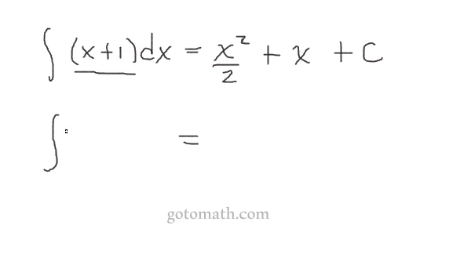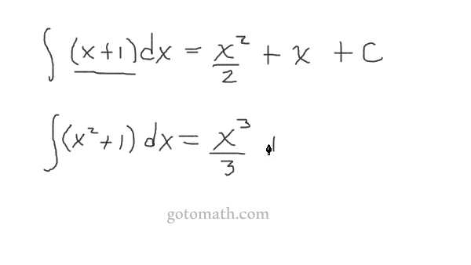All right, the next one we have x squared plus 1. So we're taking our time learning this stuff real slow. We have x raised to the second power, so we're going to add 1 to the exponent. That gives us a 3, and of course it's over 3. And then of course we take the integral of 1 and we get back x plus c.